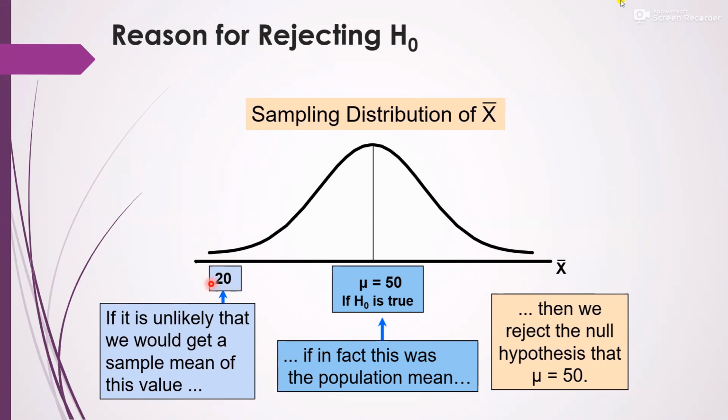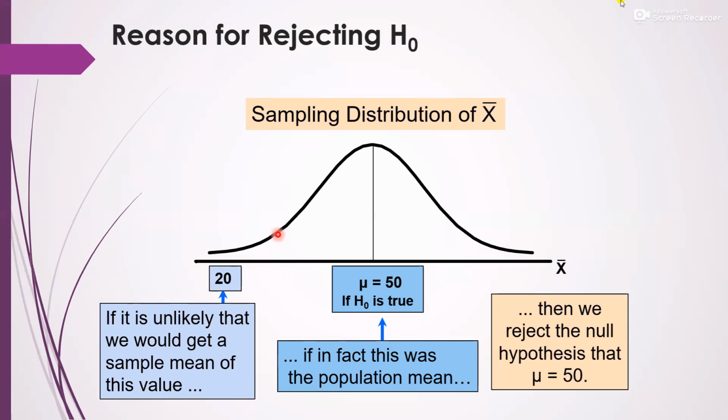Right? So if the 20 is unlikely, then we have to reject the null hypothesis that mu is equal to 50. If we decide 20 is unlikely when mu is equal to 50, right, and from this population X bar equal to 20 is unlikely, then H naught should be rejected.